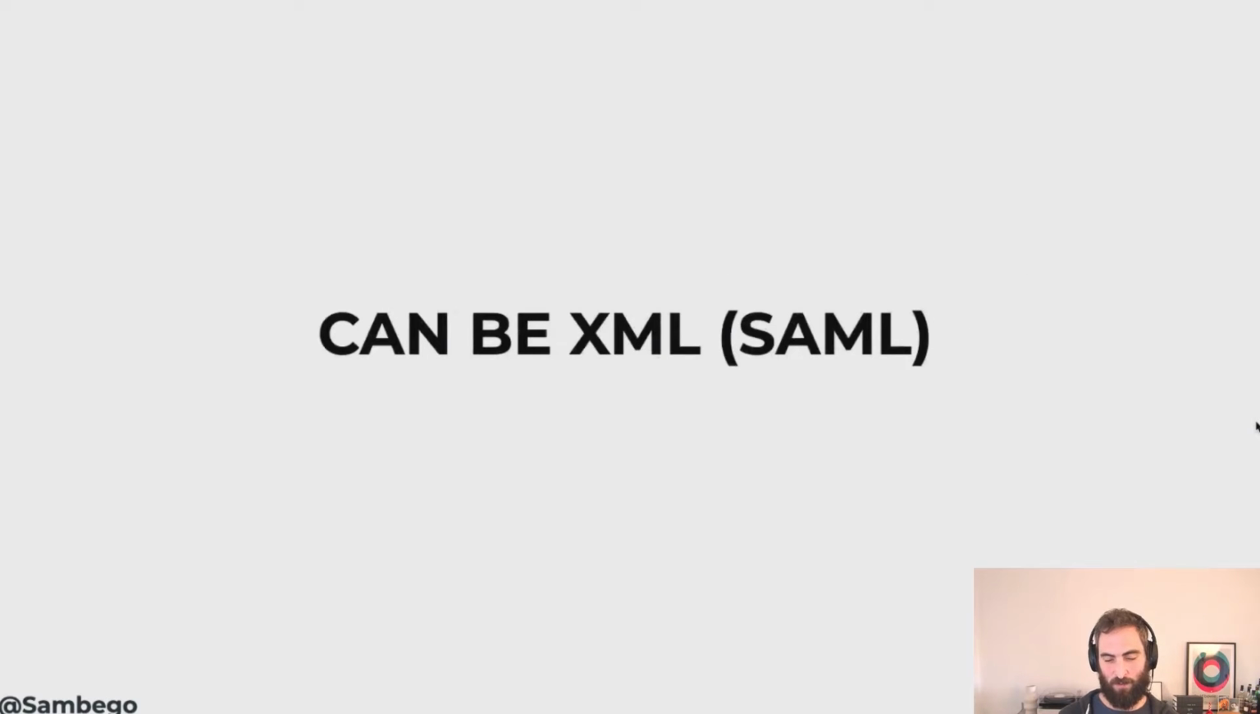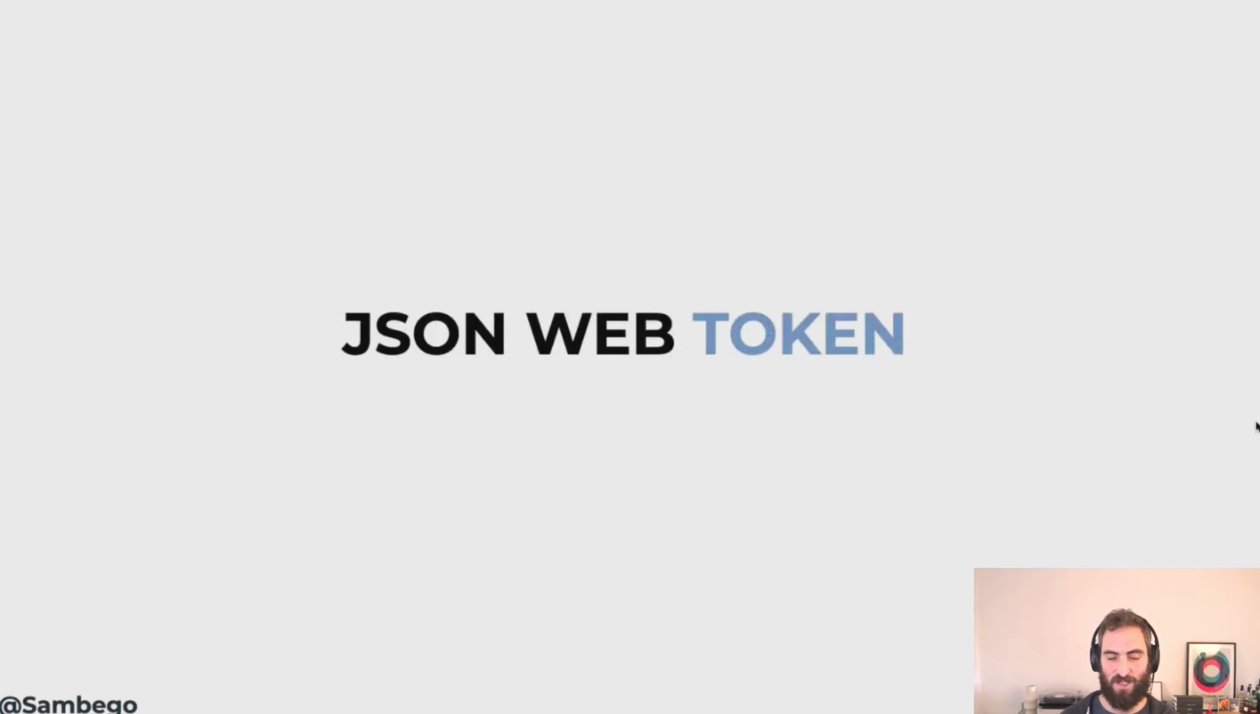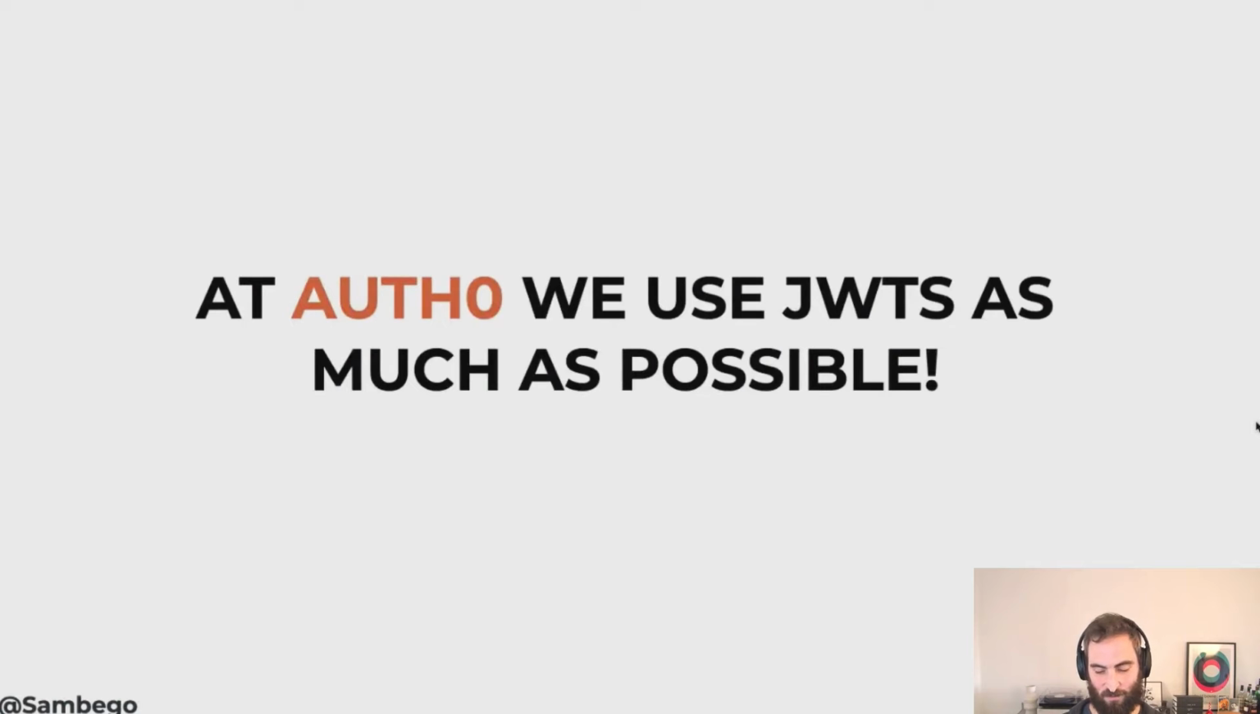If you've worked with SAML before, SAML tokens are a bunch of XML. It's an older standard, that's why it's XML, but the token itself is just a bunch of XML. And they can also be JSON, especially when you use JSON Web Tokens. And that's what I actually want to be talking about today, JSON Web Tokens. At Auth0, we use JSON Web Tokens as much as possible, just because we think they're very powerful and we like to use them for our own convenience.